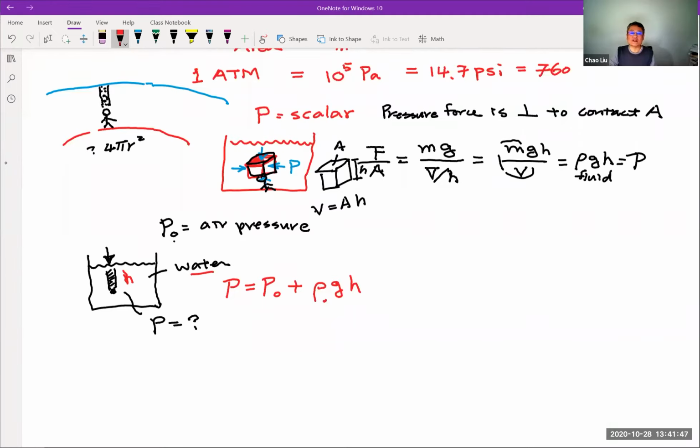Why do we say this is static? That means nothing is moving. You just simply put an object inside and you want to find out what the pressure is underneath the water. Okay, so this could be a very big number, depending on the depth.